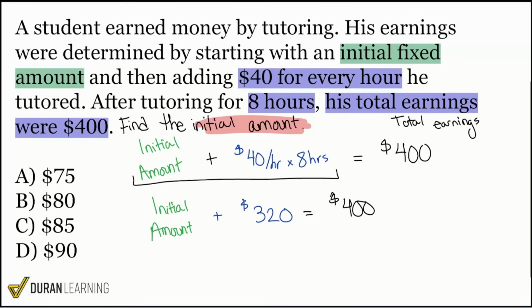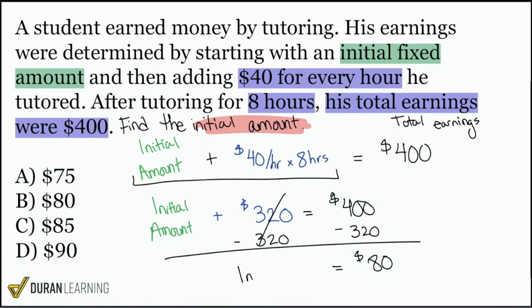So yeah, if we subtract the 320 from both sides right over here, that's going to be $80 as that initial payment for the tutor. And there we go. The correct answer here is B, $80. Right on, right on.